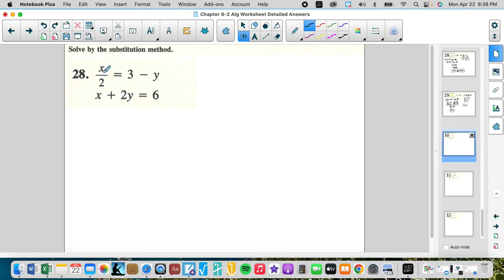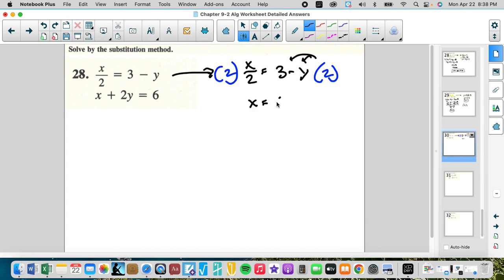Whoa. So I'm going to deal with this. I'm going to get rid of that fraction. So I have x over 2 equals 3 minus y. I'm going to multiply everything by 2 to get rid of that fraction. This is writing an equivalent: x equals 6 minus 2y. I have x isolated. I'm going to go back to this equation, and I'm going to substitute 6 minus 2y plus 2y equals 6. They really tried to trick you.